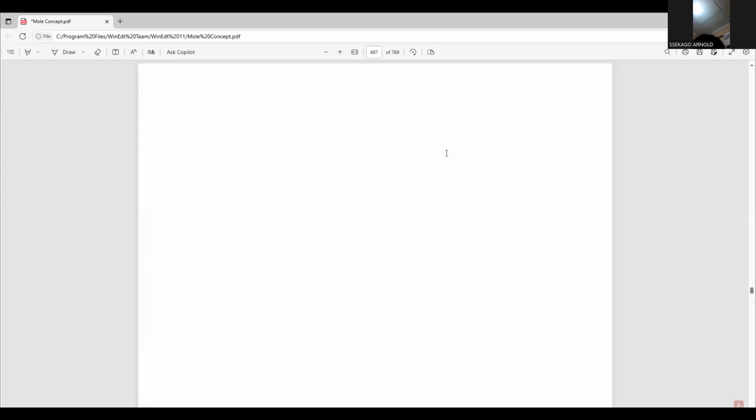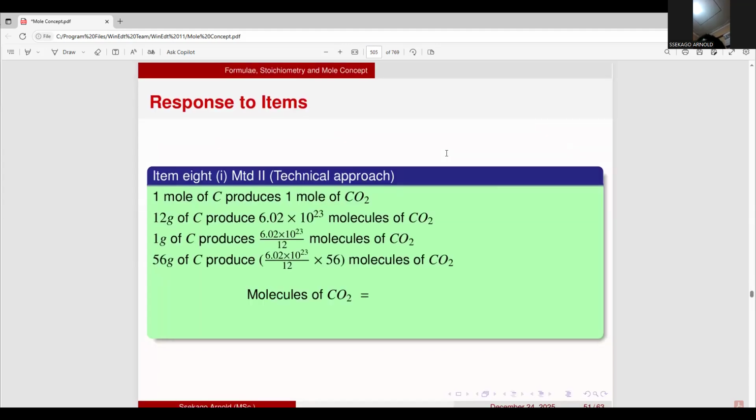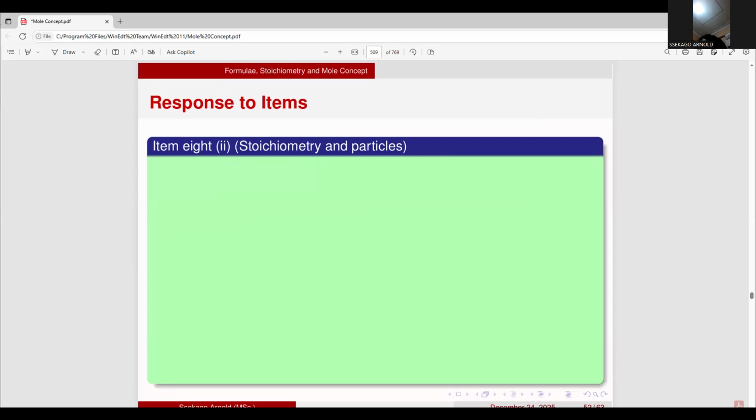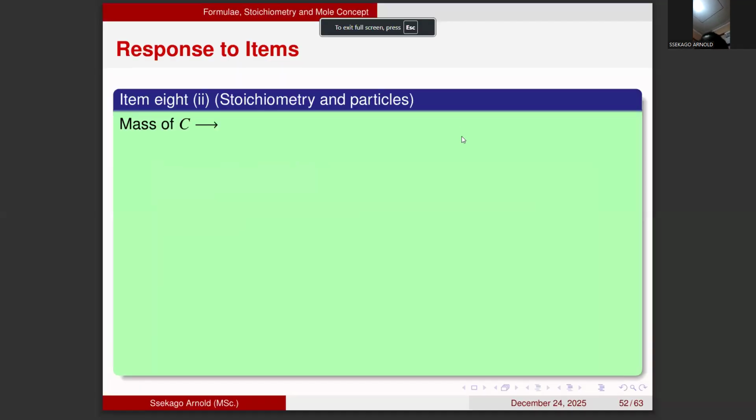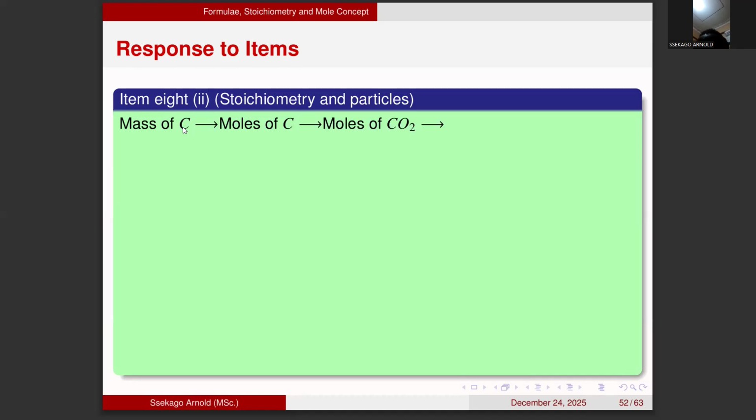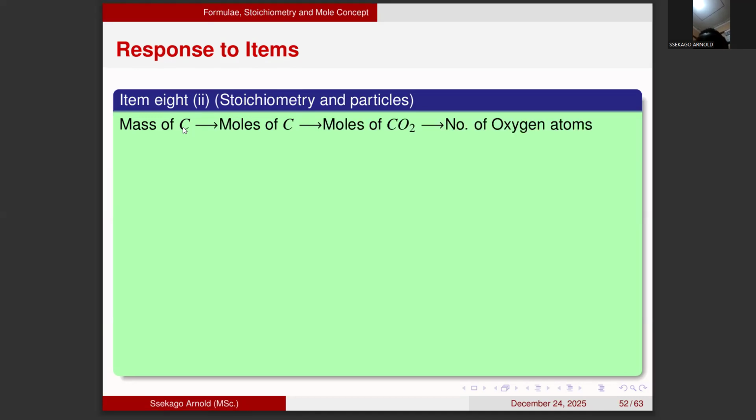We have seen this one. Since it requires atoms present in carbon dioxide formed, we shall use mass of carbon because the item provides mass of carbon. So we take mass of carbon to moles of carbon, use moles of carbon to obtain moles of carbon dioxide, use moles of carbon dioxide to find number of oxygen atoms. So the item requires atoms present in carbon dioxide.